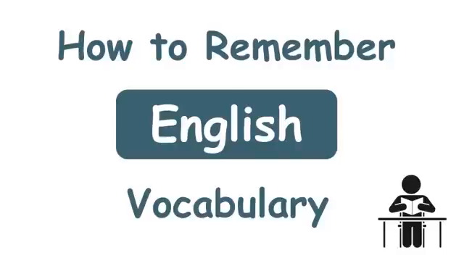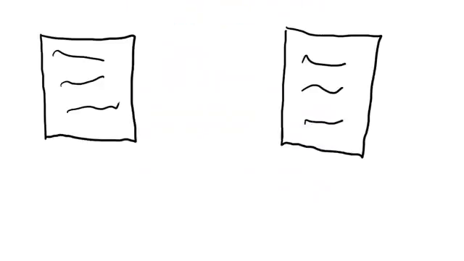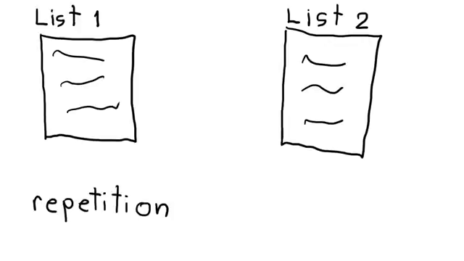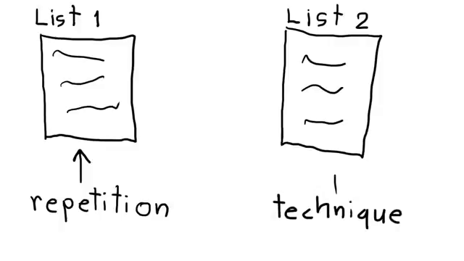Hello everybody, in this video, I'm going to share with you a technique that you can use to remember English vocabulary. And the reason that I recommend this technique is that it's pretty effective. I actually did a small experiment. I created 2 lists of words that I didn't know, and I just tried to memorize the words in each list. I did not use any technique to memorize the first list, it was just pure repetition. But for the second list, I used the technique that you're about to learn.